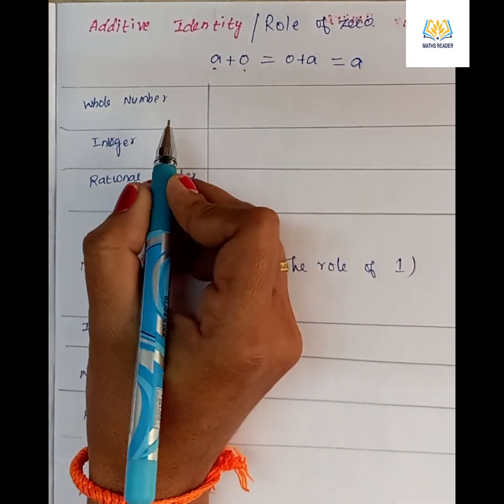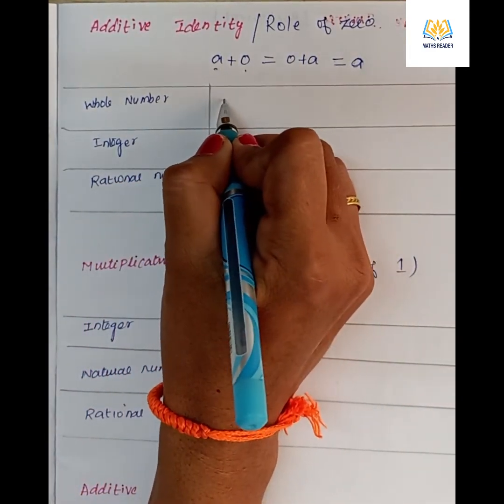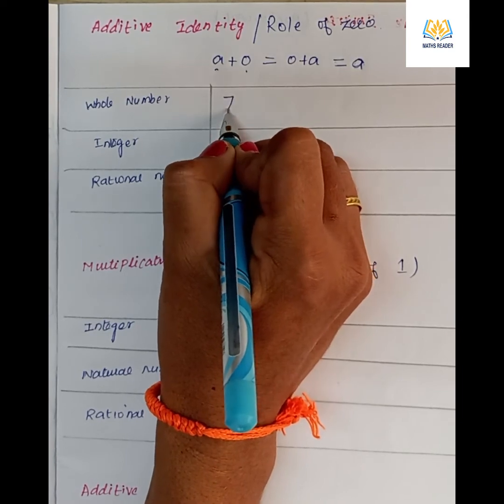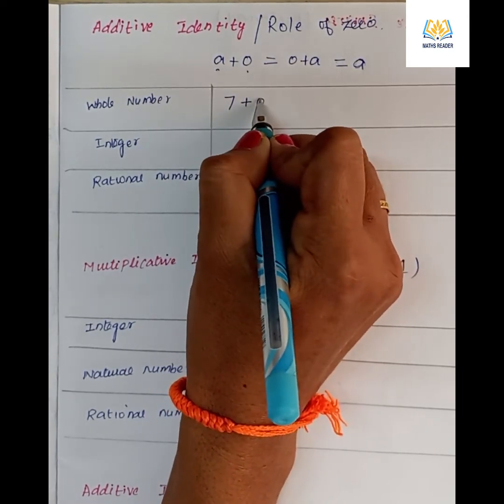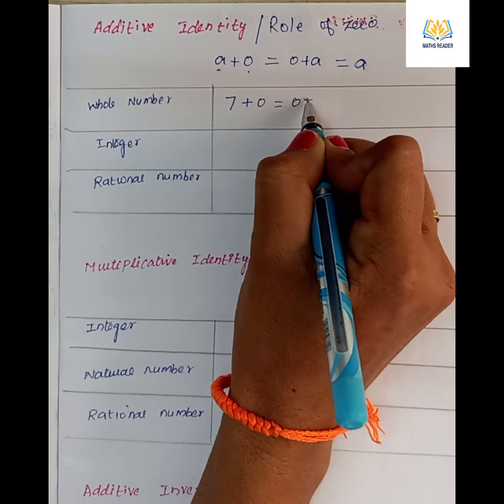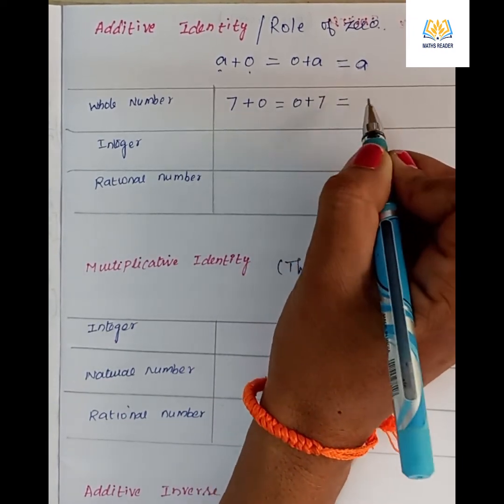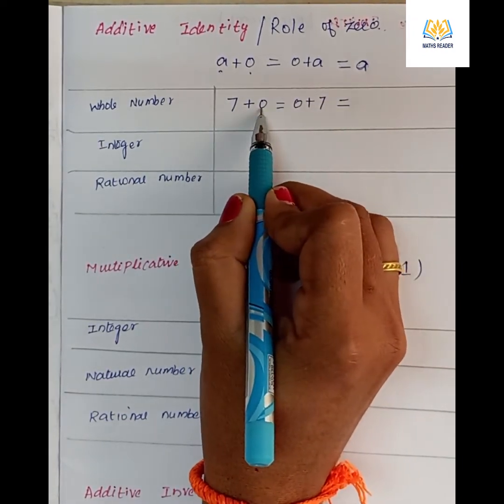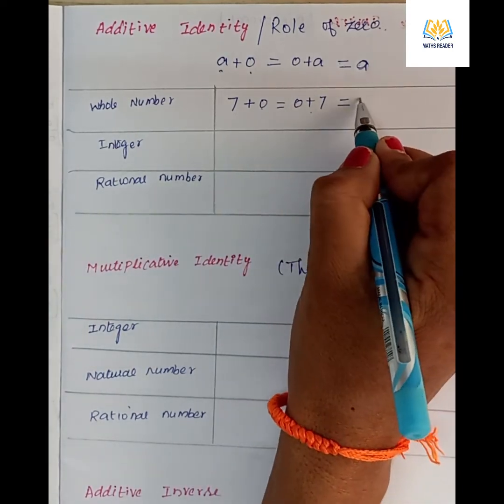We will check for whole number. Let us take 7 as a whole number. 7 plus 0 is equal to 0 plus 7 equal to, what will be the answer? 7 plus 0 is 7 and 0 plus 7 is equal to 7.